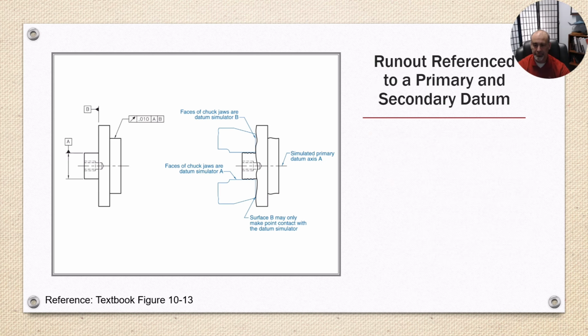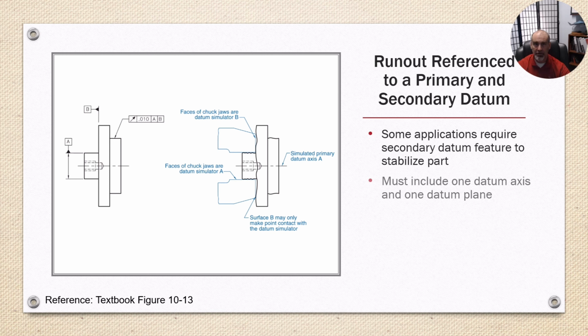Okay, runout reference to a primary and secondary datum. Some applications require a second datum feature to stabilize the part. It must include one datum axis and one datum plane. So we've got A, which is a cylinder, and B is the plane, the back of this cylindrical part. And whether the axis or plane is primary depends on the design function of the part.